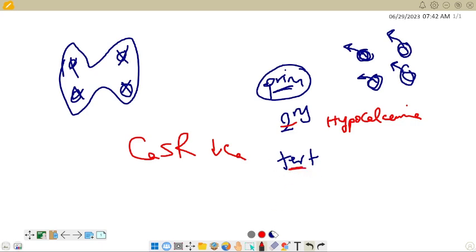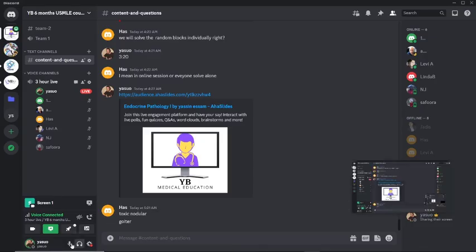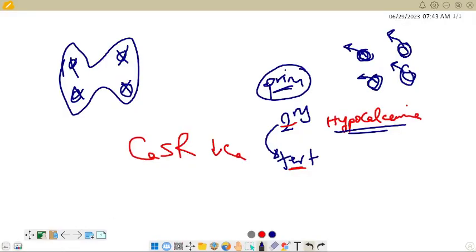Tertiary basically happens after secondary. There is persistent hypocalcemia that led the glands to become hyperplastic, and then they become autonomous, just like primary, and they continuously secrete parathyroid hormone. So can you see the three differences now? So let's read.